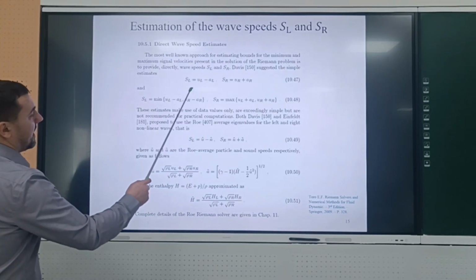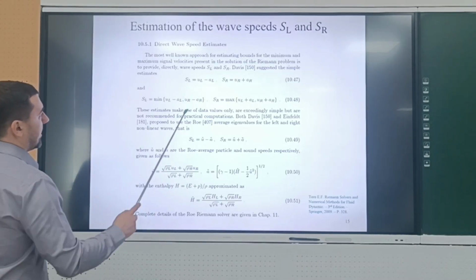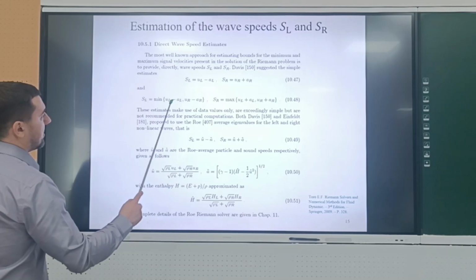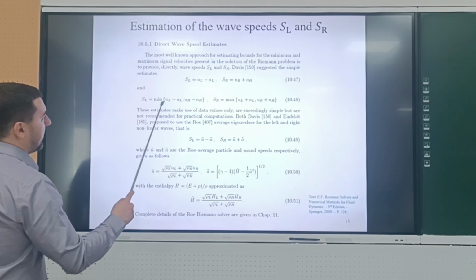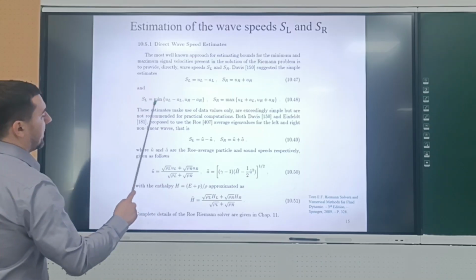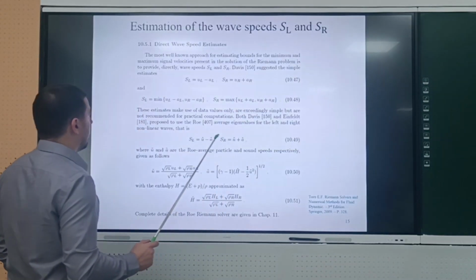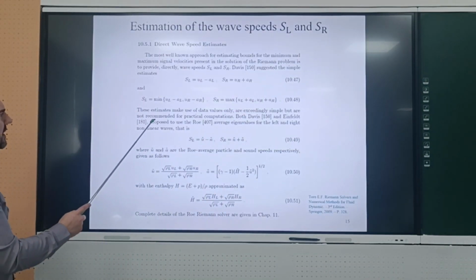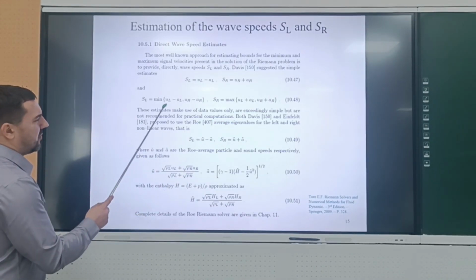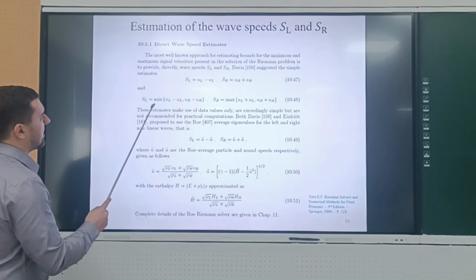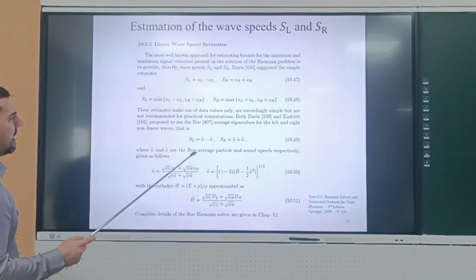SL is just UL minus AL and UR plus AR, and you can compute the minimum for these two values. So you can compute this for the left cell and right cell and take the minimum, and it will be SL. And you compute the maximum between two cells, it will be SR. Toro believes that these estimates make use of the data values only, so they're not recommended. Actually, they work. Usually in my simulations, I also add the comparison with 0, and they work.